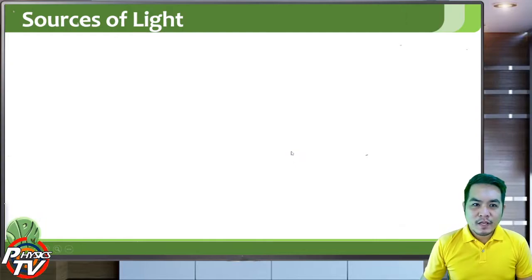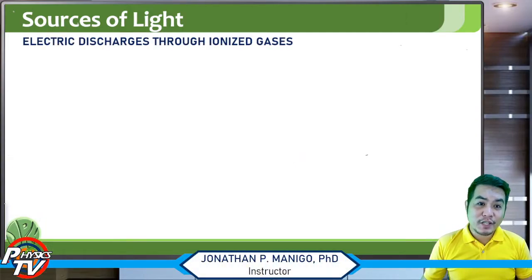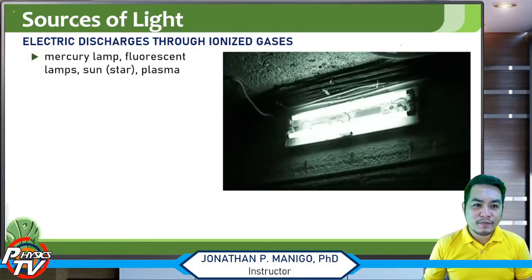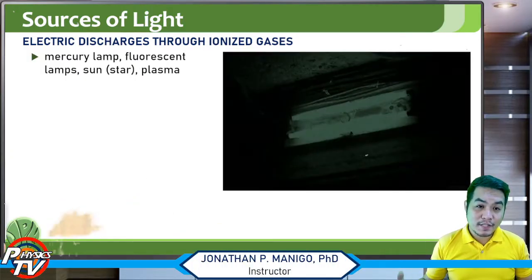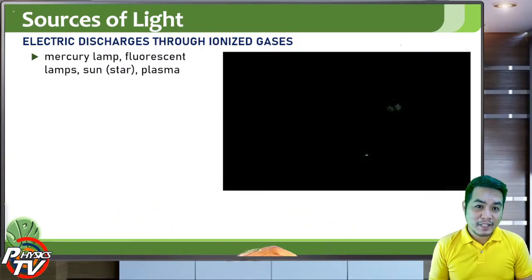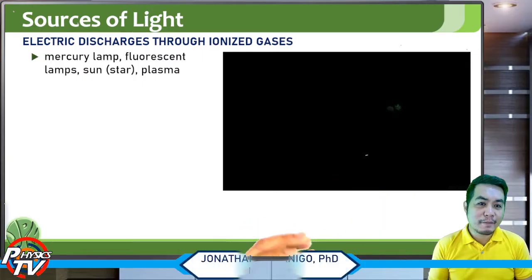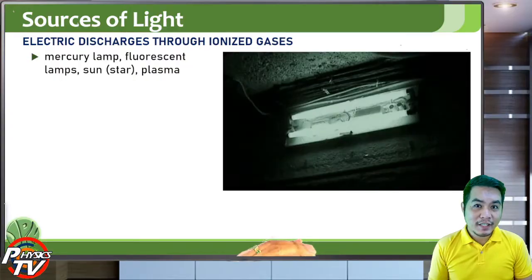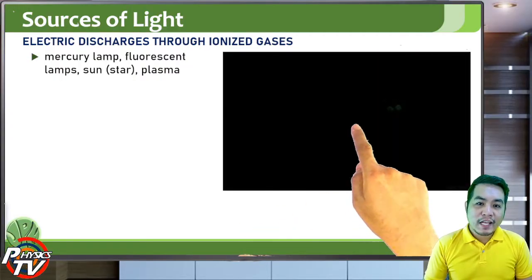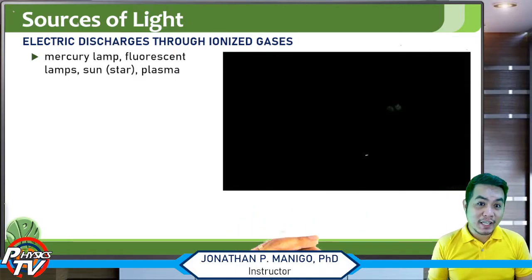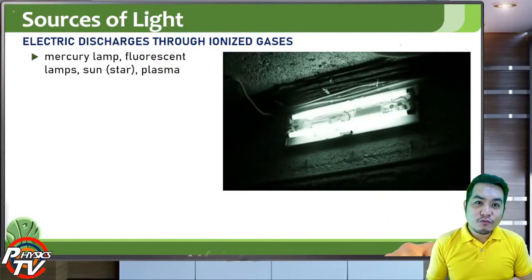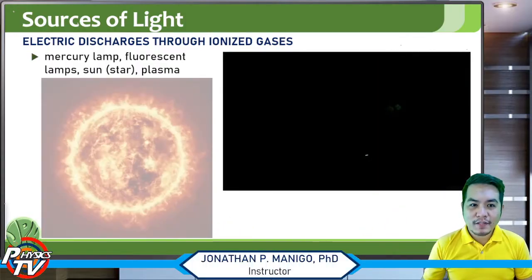Okay. So other sources of light include electric discharges through ionized gases. So basically, this is ionized gases, plasma. Examples of these are mercury lamps, fluorescent lamps, stars such as our sun, or in general, plasma. Usually in our old fluorescent lamps, you use some kind of gas inside, and when electricity flows through that gas, it ionizes the gas, and when a gas is ionized, it will discharge. It will emit light. So that's one source of light.